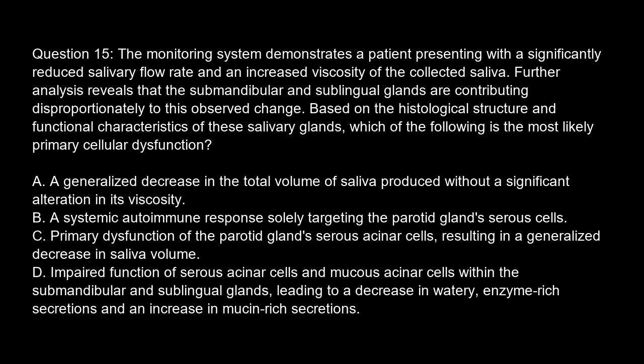A generalized decrease in the total volume of saliva produced without a significant alteration in its viscosity. Option B. A systemic autoimmune response solely targeting the parotid gland serous cells. Option C. Primary dysfunction of the parotid gland serous acinar cells, resulting in a generalized decrease in saliva volume. Option D. Impaired function of serous acinar cells and mucous acinar cells within the submandibular and sublingual glands, leading to a decrease in watery, enzyme-rich secretions and an increase in mucin-rich secretions.